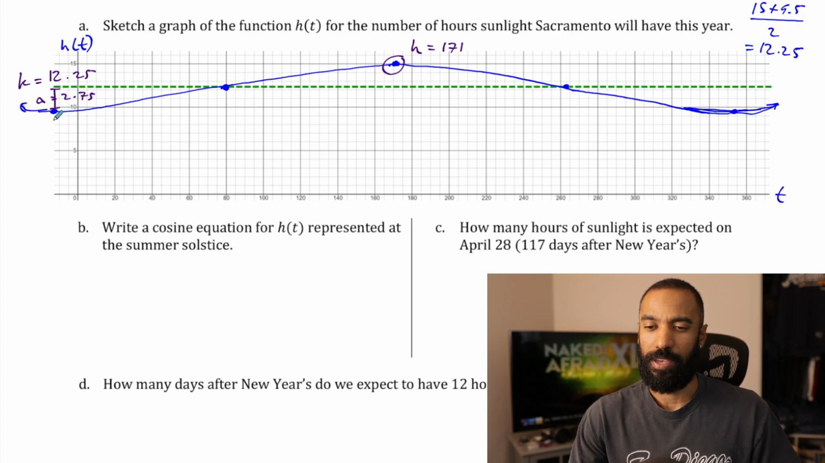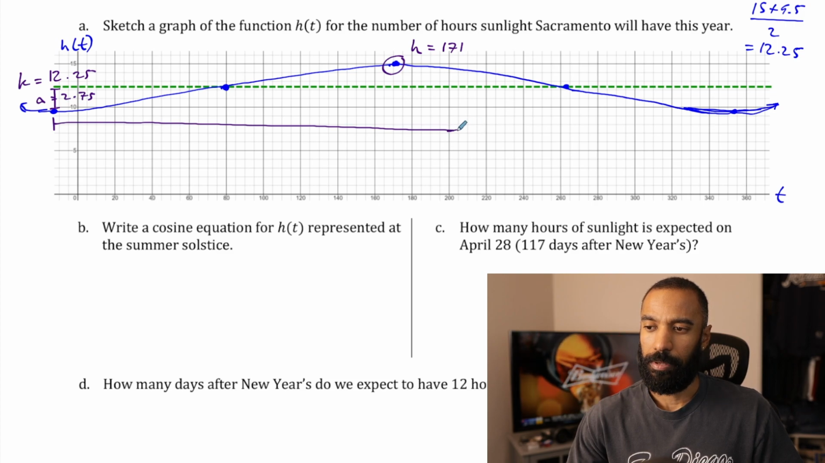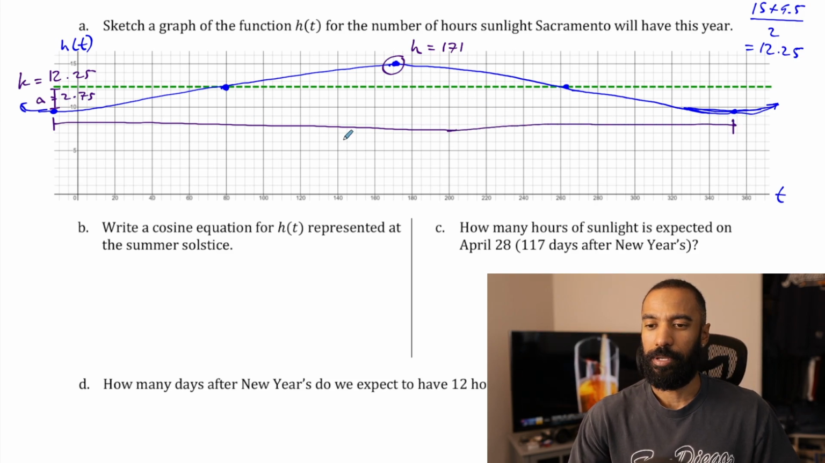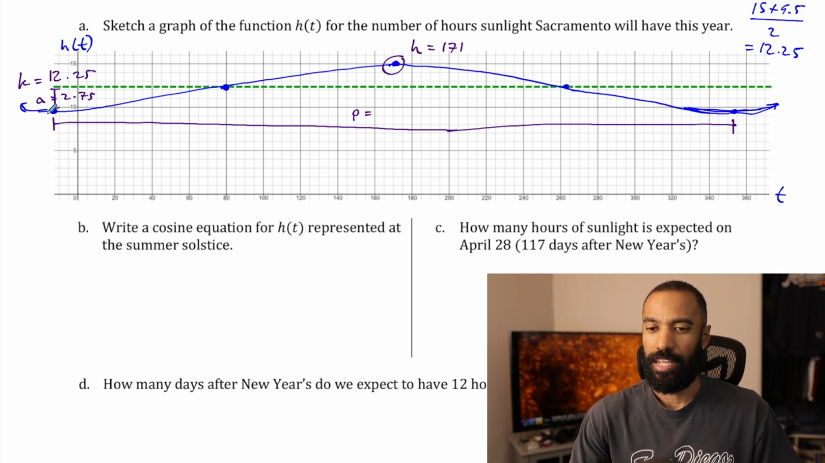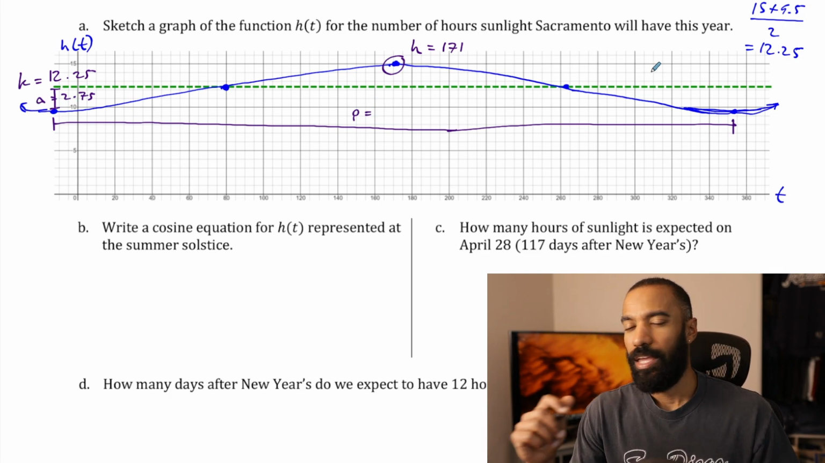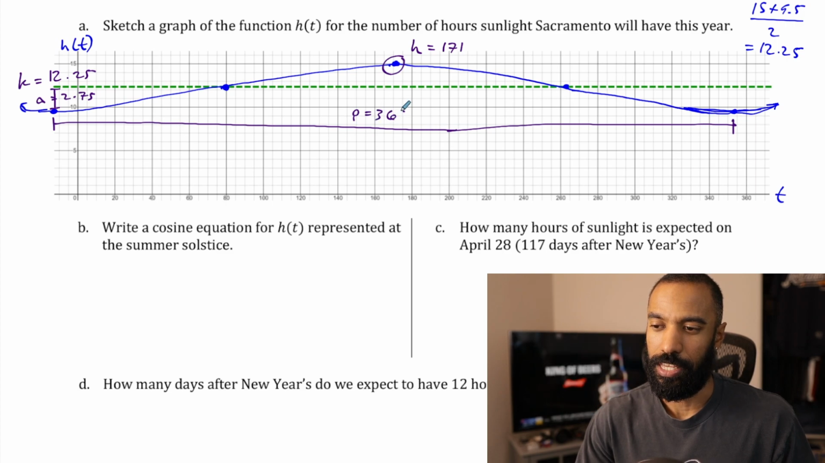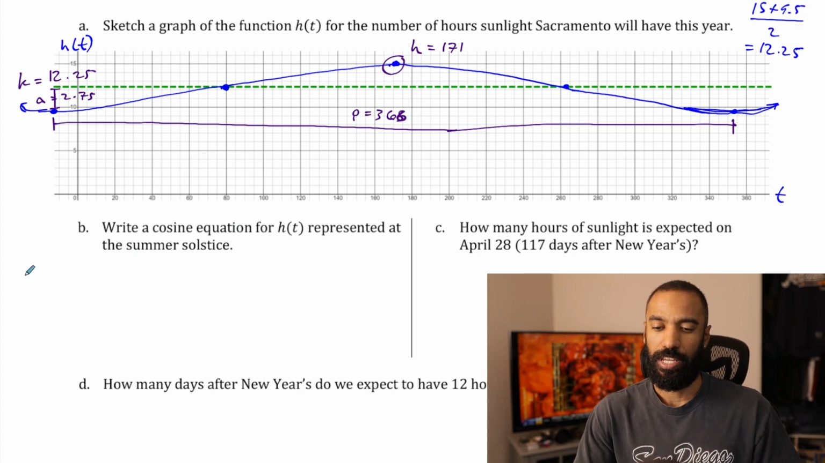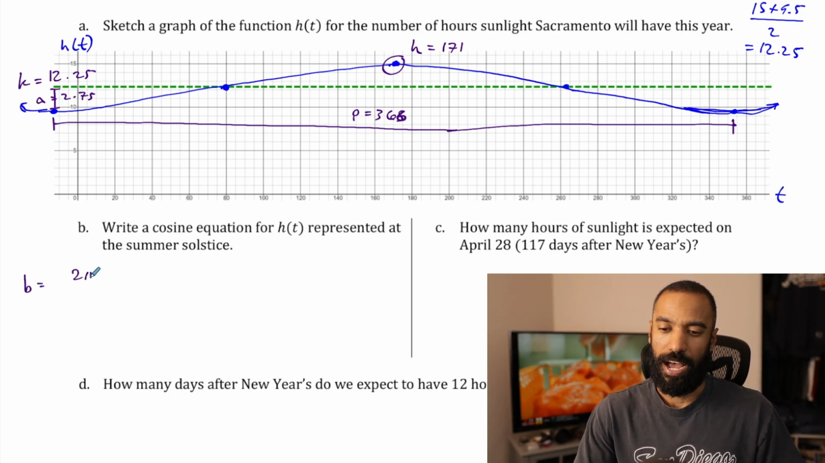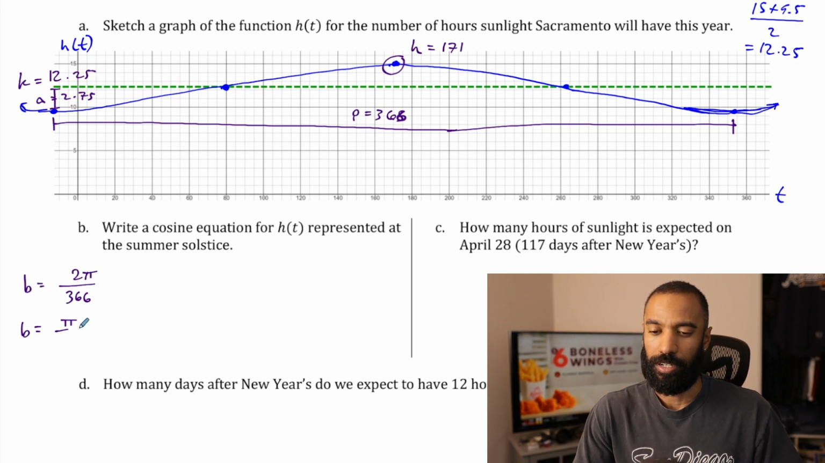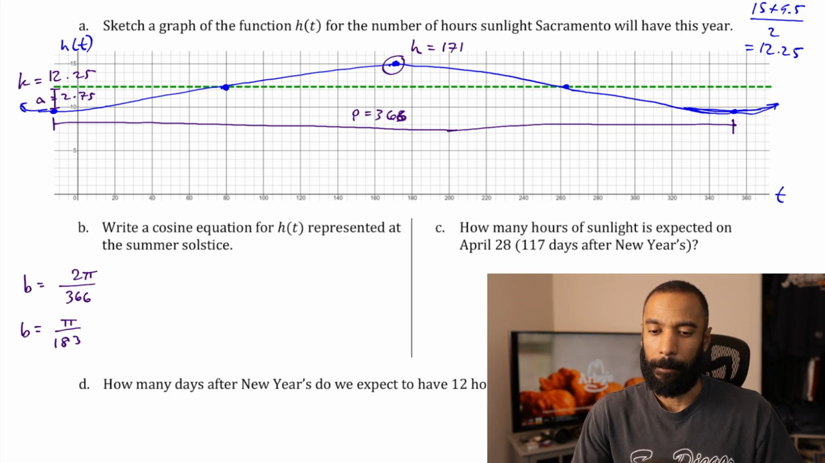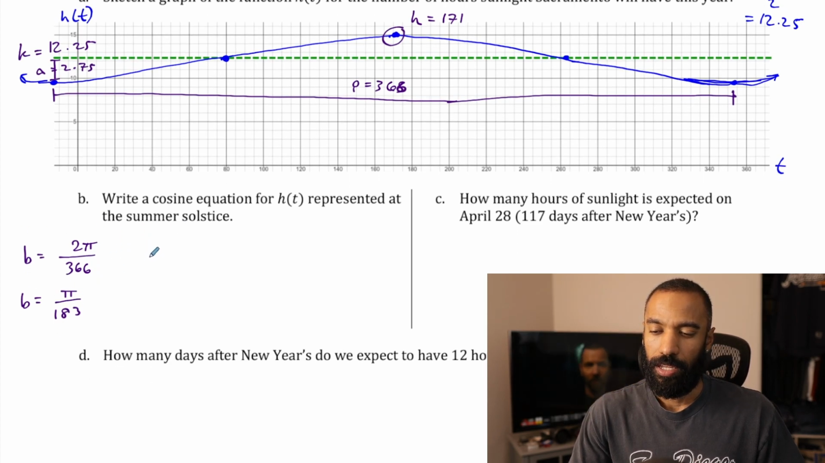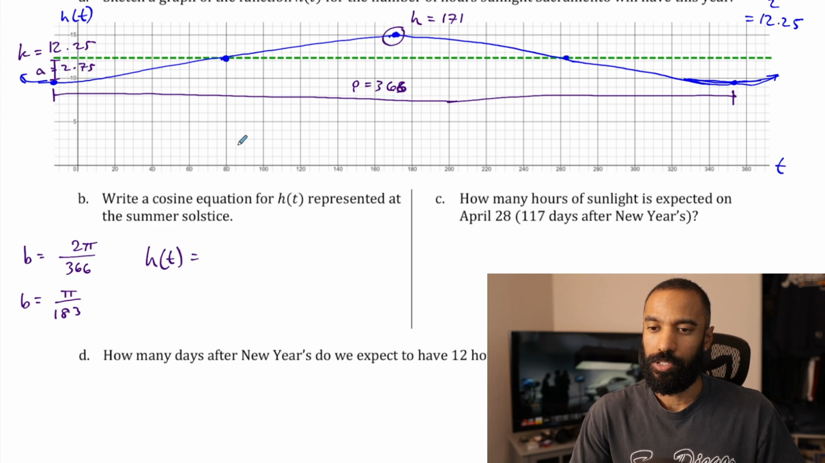And then your B value is based on P. P is this period here. Well, the period, I think it was 366, right? The period between any two times in the year here should be 365 on this year, but it's going to be 366 in general. So P is 366. B is going to be 2 pi over 366. Now that can reduce to pi over 183, like that.